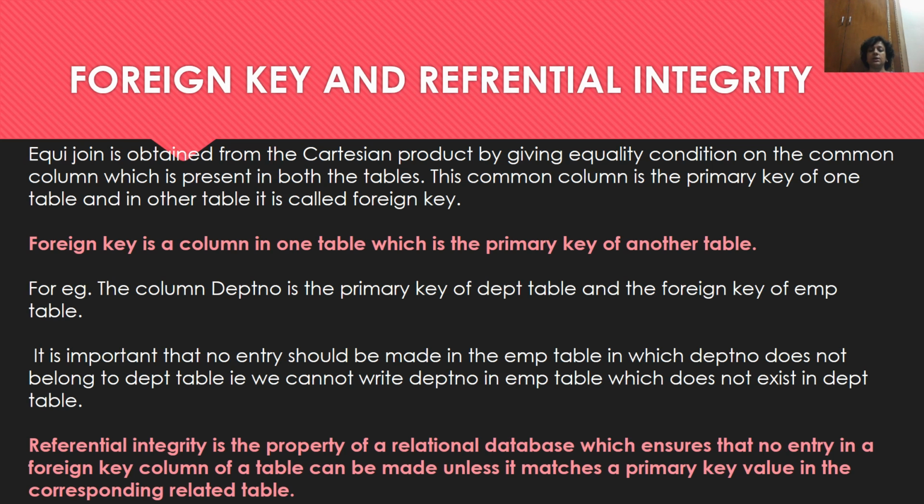Referential integrity is the property of a relational database which ensures that no entry in a foreign key column of a table can be made unless it matches a primary key value in the corresponding related table.